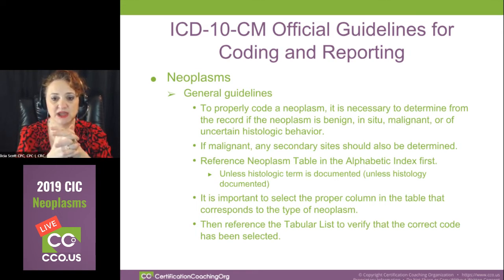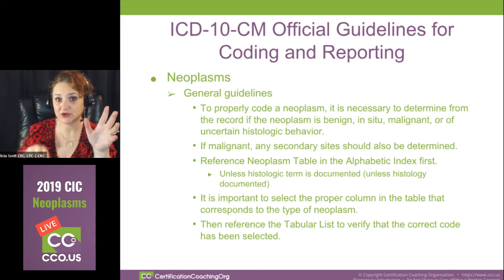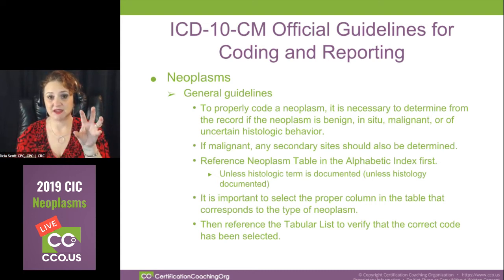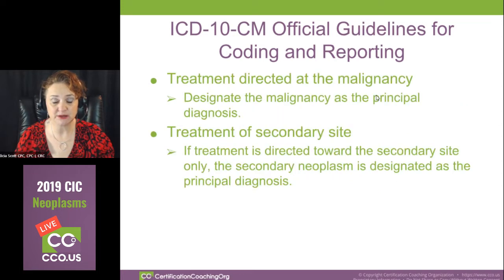And so we want to make sure that we always reference the tabular and not just the index neoplasm table, so that we can get to the highest specificity and we get all those guidelines. It's extremely important, and you will be tested on that in probably every credential that you sit for, except maybe one that doesn't use a code set, like compliance or something. That being said, it is important to also know that when we are looking at a malignancy, they're going to want to determine what's the primary or the principal malignancy.